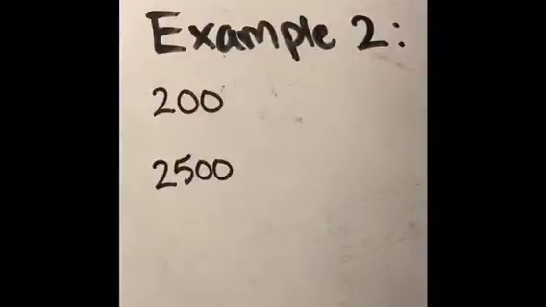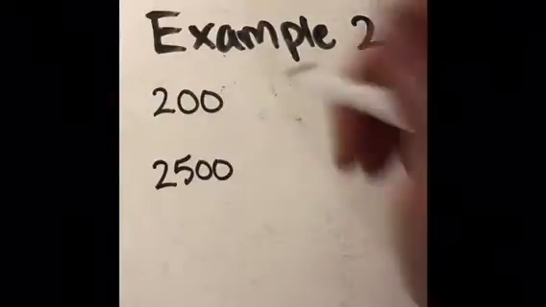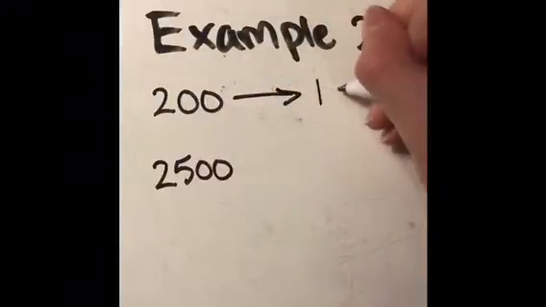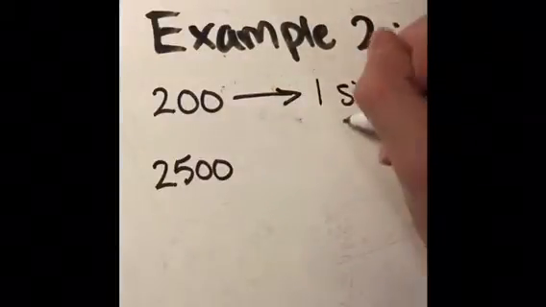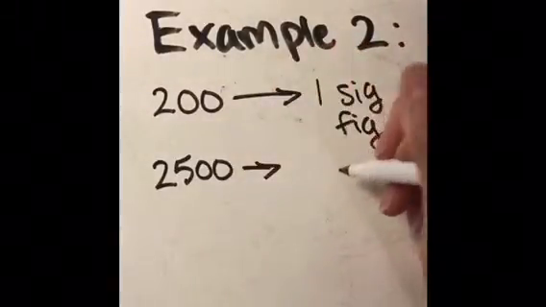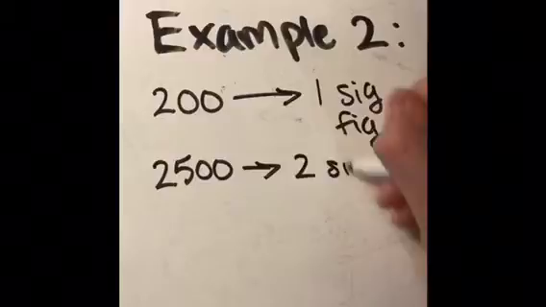Another example when zeros are not significant is when trailing zeros as a whole number aren't significant. This means the number 200 has only one SigFig, and the number 2500 would only have 2 SigFigs.